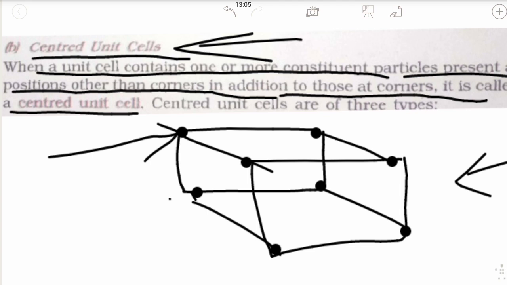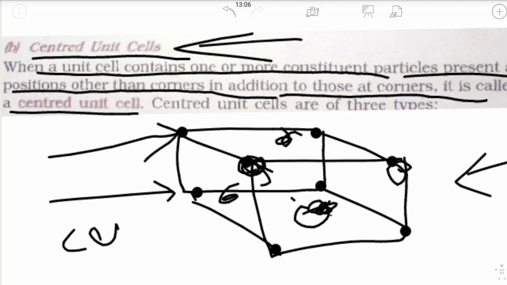When the constituent particles, which are lattice points, are present in a different position, it can be in the middle, at the face, at the center, or at a body part. When these points are present in face centered positions or body centered positions other than the corner points, they are called centered unit cells. Wherever positions other than the corners, it is called a centered unit cell.